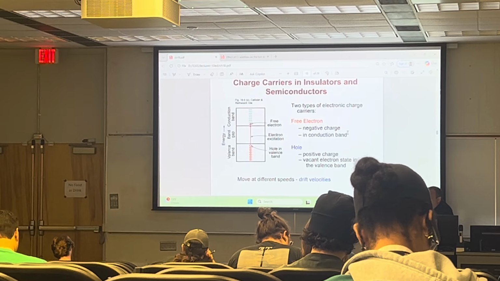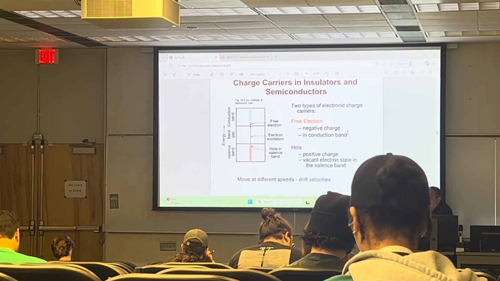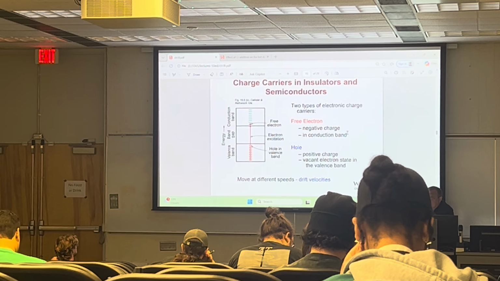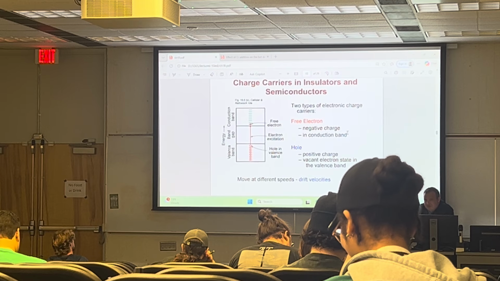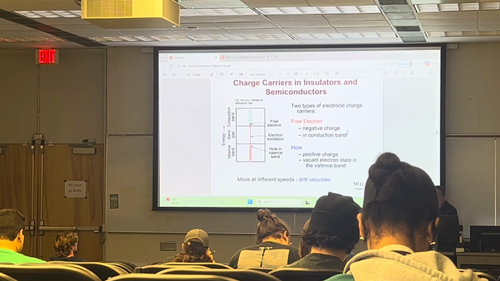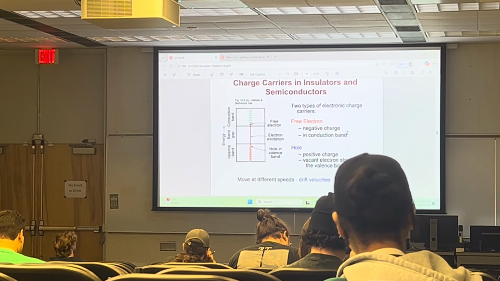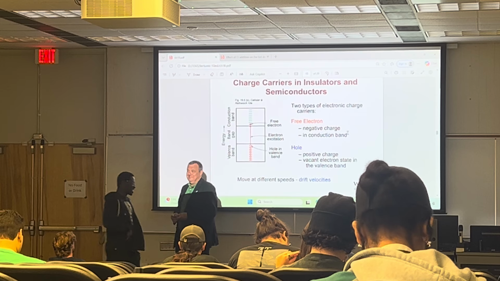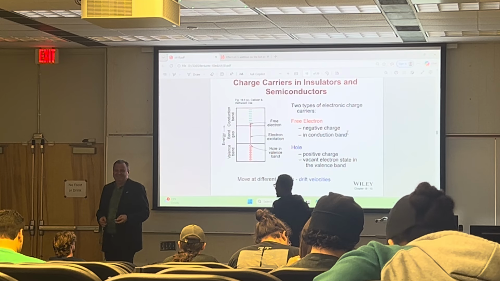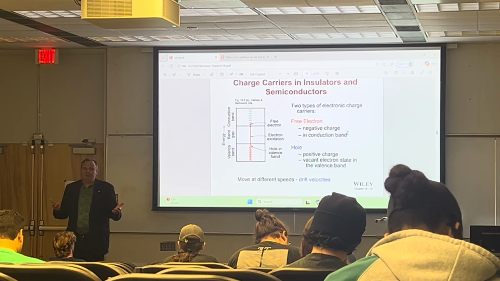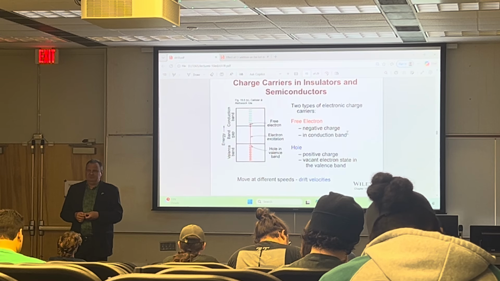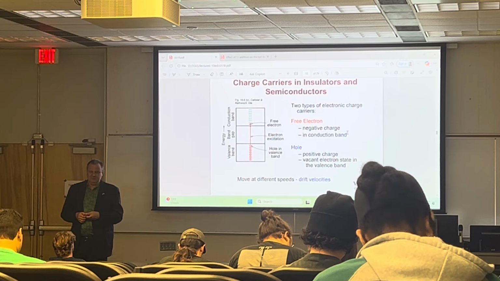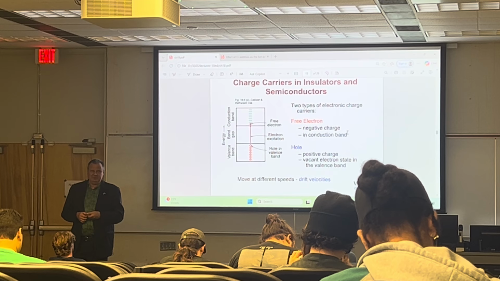We said that for conductors, the carriers of charge are electrons. Have you heard about a hole? Can you tell me what a hole is? What's a hole in electrical terms? Can somebody tell me in layman terms? Why is it a positive charge?